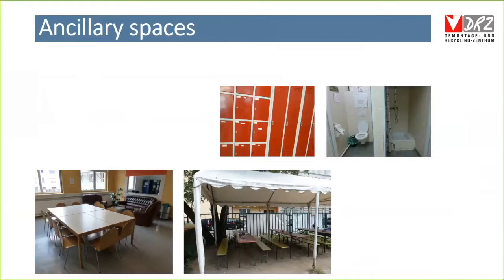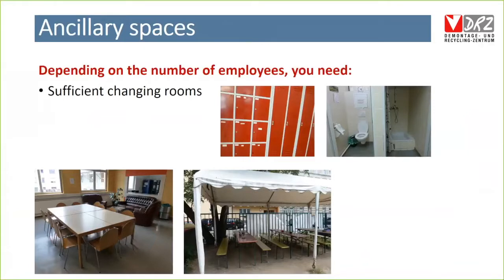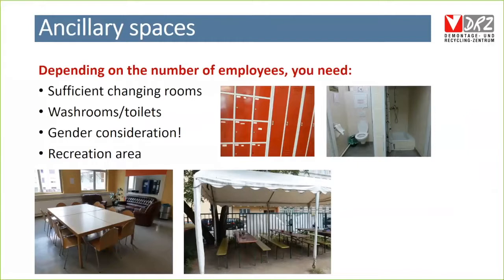Now, you need ancillary spaces, extra spaces for the workers, and depending on the number of employees, you have changing rooms, washrooms and toilets, and that for both genders. So if you employ women and men, you need separate washrooms and changing rooms. And then you need some kind of recreation area for people to spend their breaks. So we see here one indoor, one outdoor.